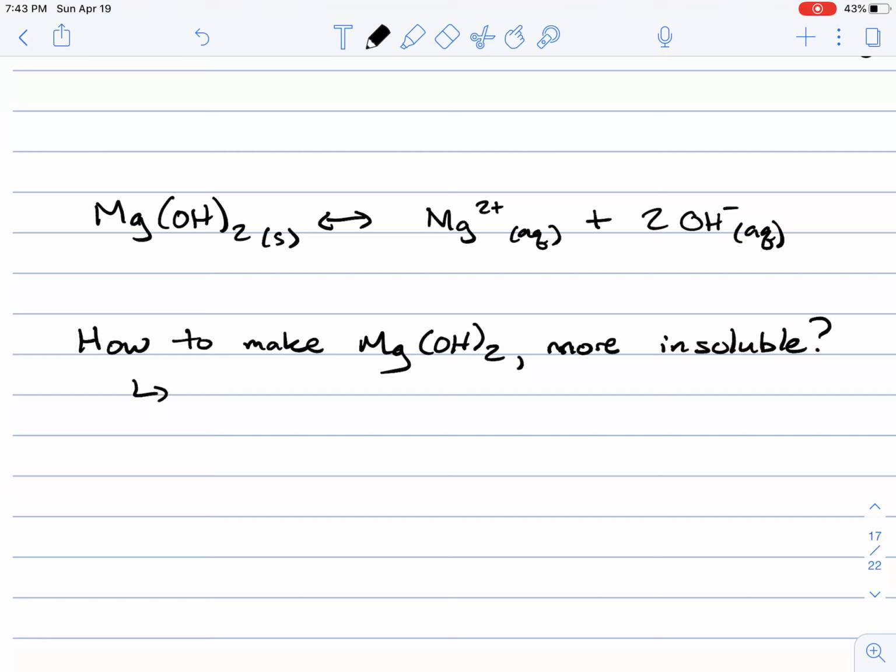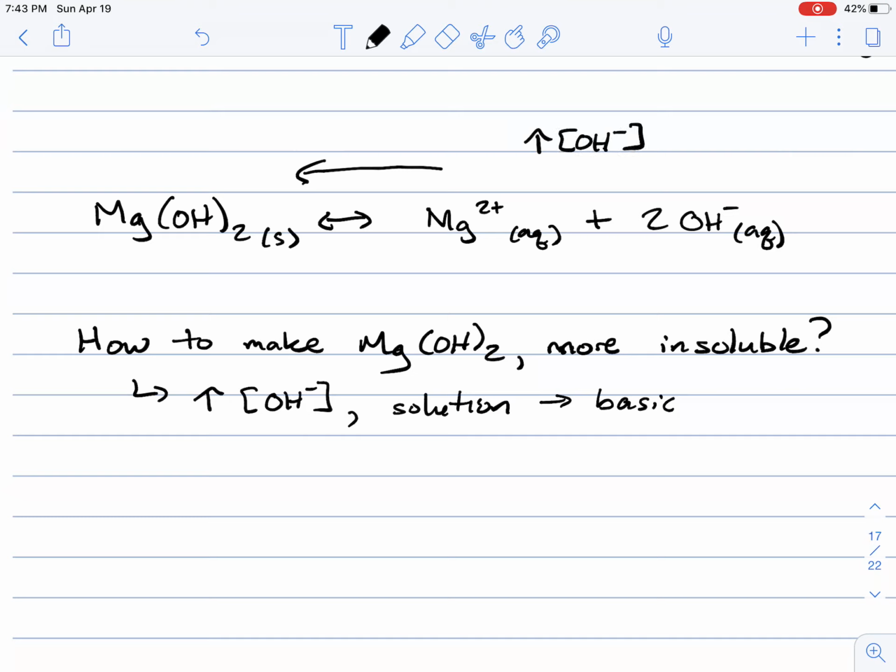And so there's a couple answers to this. One, we can increase the concentration of our OH. If we increase the concentration of our OH by making the solution more basic, it's going to shift the equilibrium to the left if we increase the concentration of the hydroxide. Now, if you had said we increase the concentration of magnesium by adding, for instance, magnesium chloride or something like that, then that's also a possible answer.